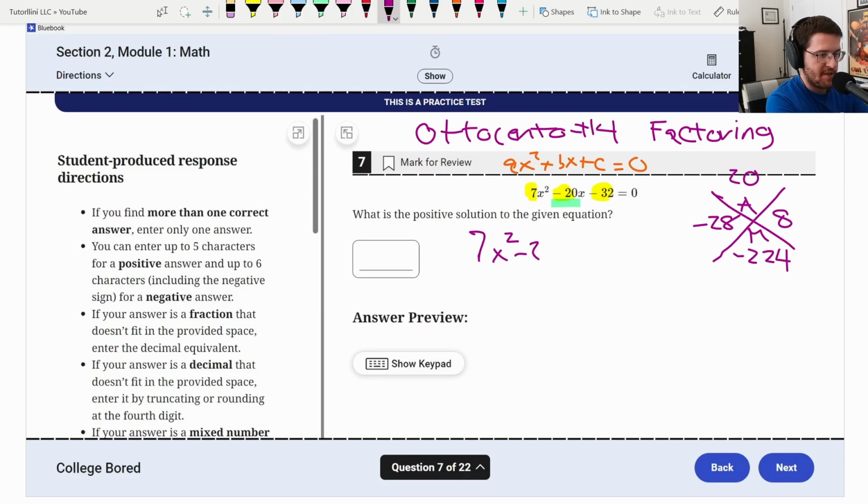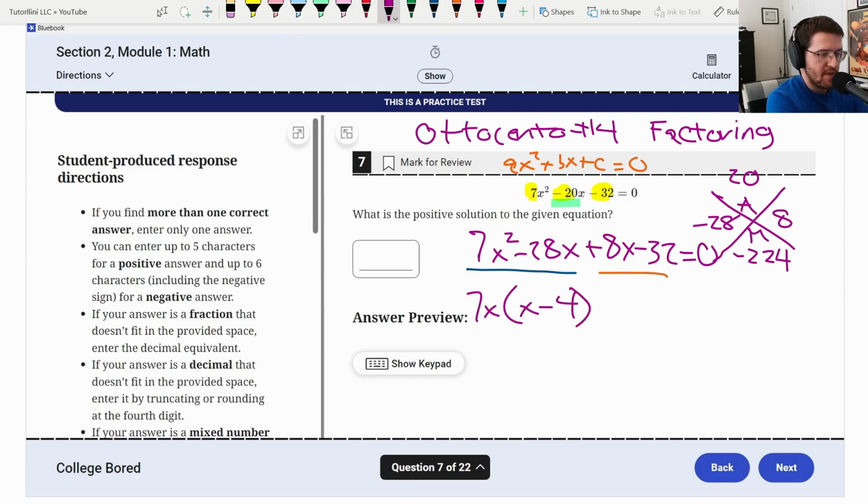7x squared minus 28x plus 8x minus 32 equals 0. And now we're going to factor by grouping. So the greatest common factor of the blue is 7x, and I'm left with x minus 4. The greatest common factor of the orange is just 4. And no, it's actually 8. 8 goes into 32. Yeah, my bad. So we're left with x minus 4 if you divide both those by 8.